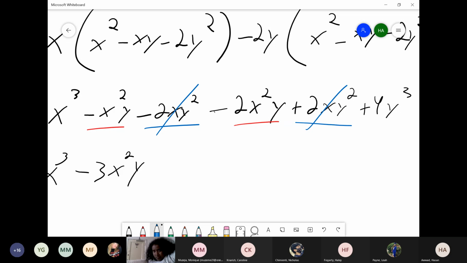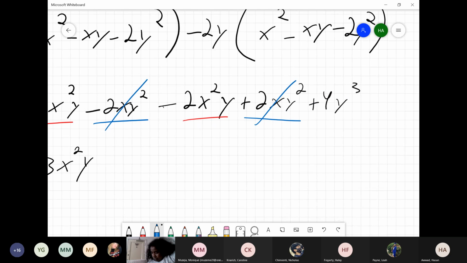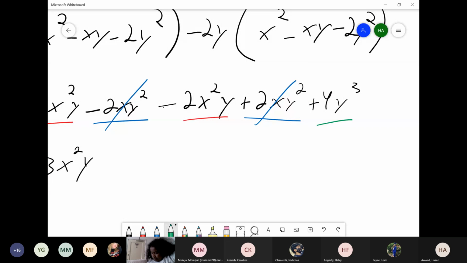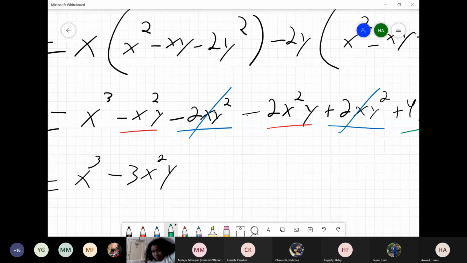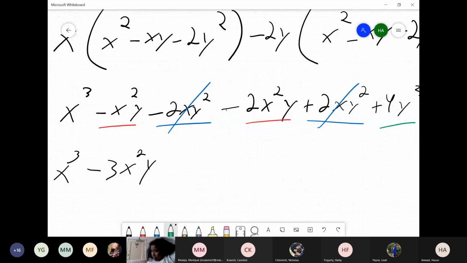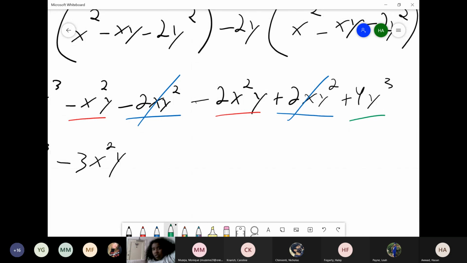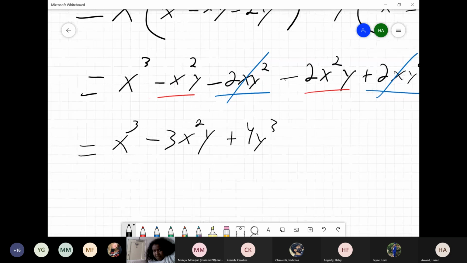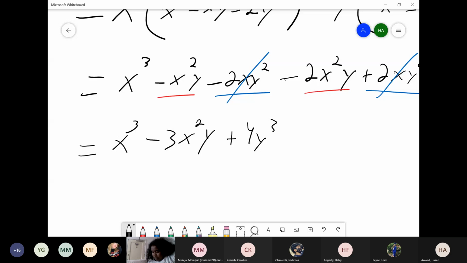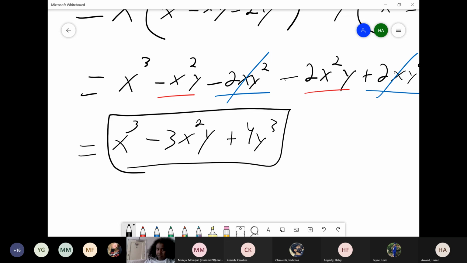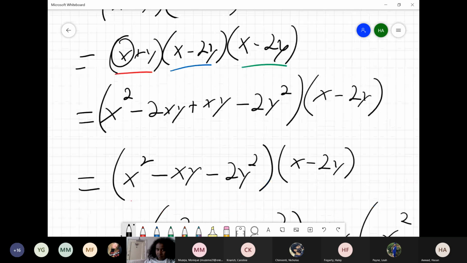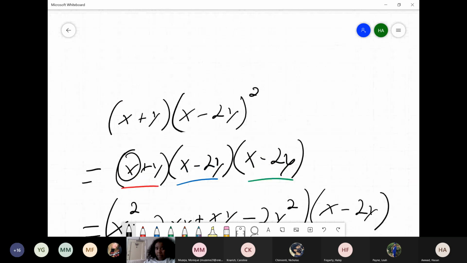So those are just going to go away. And the last thing that we have to evaluate is this 4y cubed. We look throughout. There was no other instance of a y cubed for us to play around with or combine it with. So we just drag it down. So our final answer is going to include that. So our final answer should be x cubed minus 3x squared y plus 4y cubed. And that's as far as we can take it. And that is this piece up here being fully expanded.